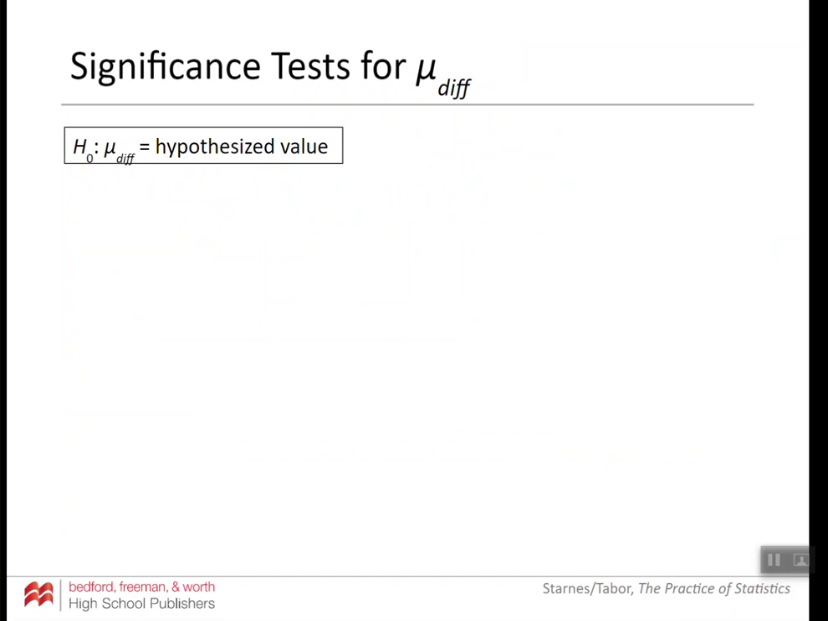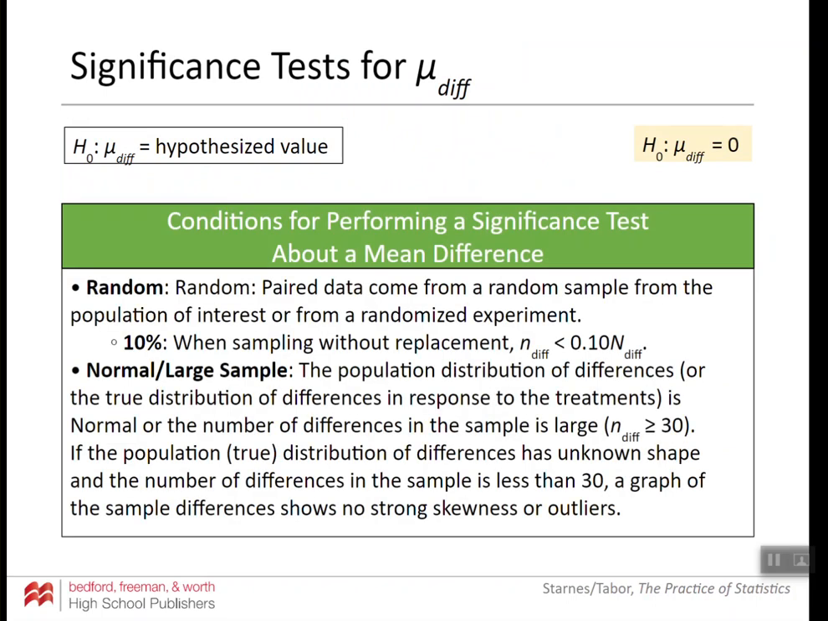Now, let's take a look at significance tests. Your null hypothesis is going to be the mean difference equals some number. The most common is that the difference is equal to 0. The conditions for the hypothesis test are the same as they were for the confidence interval. We need random data, 10% condition, a normal or large sample.